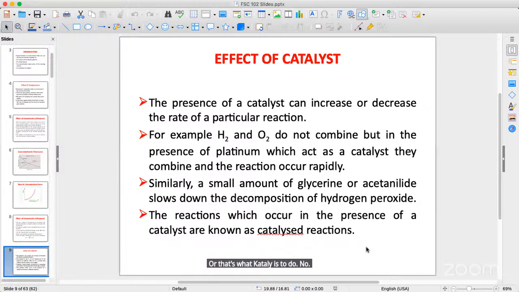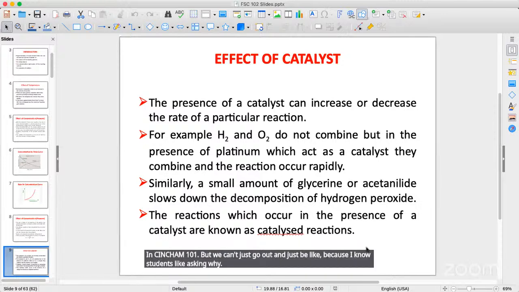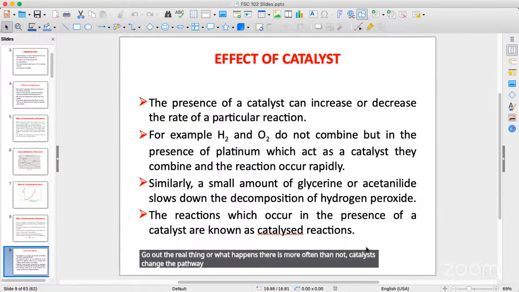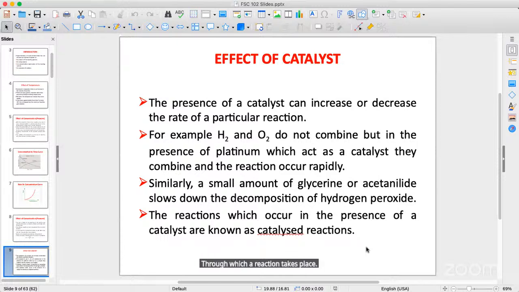But how do they do it really? How they do it is actually not our business in CHM 101, but I know students like asking why or how. The real thing that happens is, more often than not, catalysts change the pathway. Remember, we said chemical kinetics is about the mechanism of reaction, and mechanism is about the pathways through which a reaction takes place. What a catalyst does is change the pathway to a shorter one or to a lower energy one.